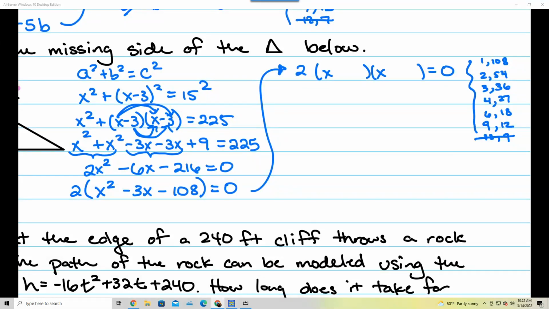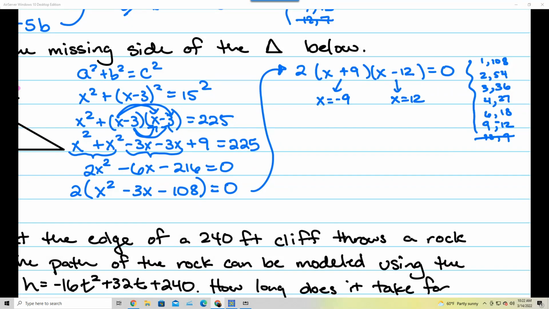And again, we're trying to get this middle number. So again, numbers are multiplied to 108, but they need to add up to -3. It looks like I'm going to be using this combination right here. If I want a -3, I need the negative to be on the 12. So this is going to be a +9, and this is going to be a -12, which means my answers, x equals -9 or x equals +12.